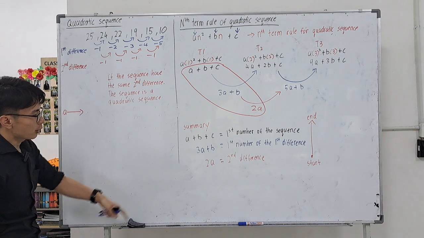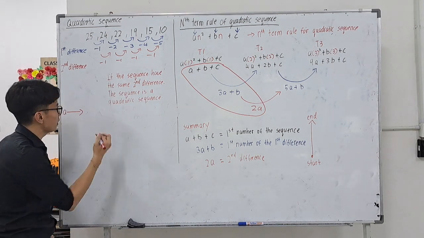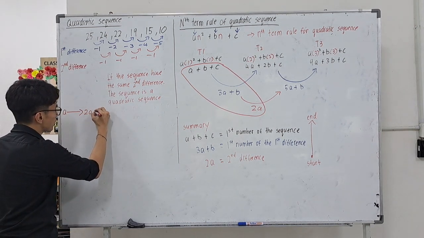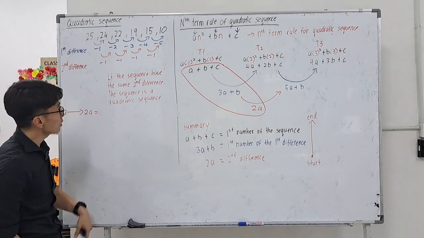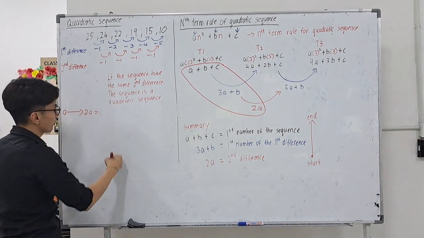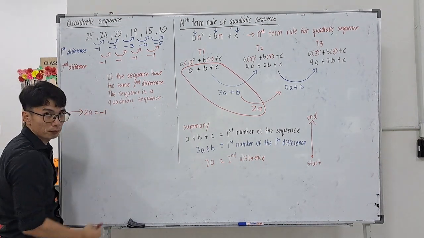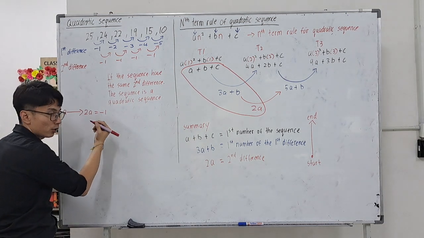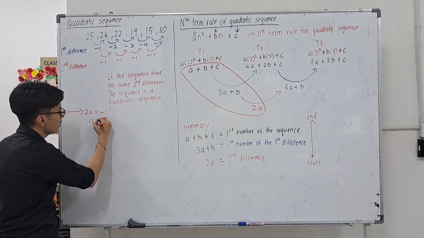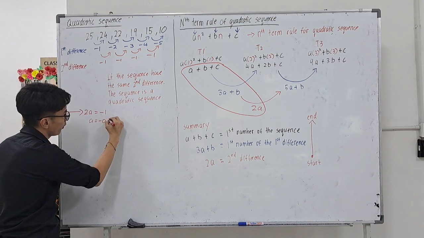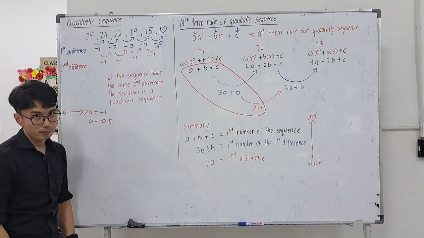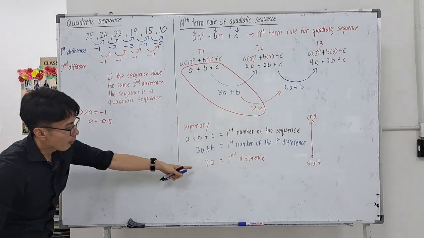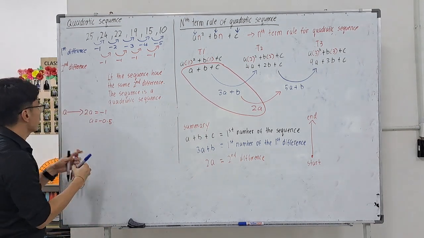So for my a, 2a is equal to the second difference. So 2a is going to equal the second difference. So this is my second difference, which is -1. Alright, now if you work this out, a is going to be -0.5 over here. Okay, so I'm done with my a.